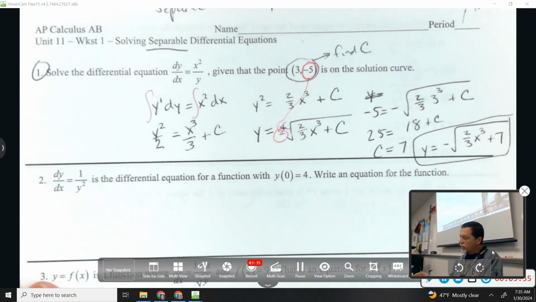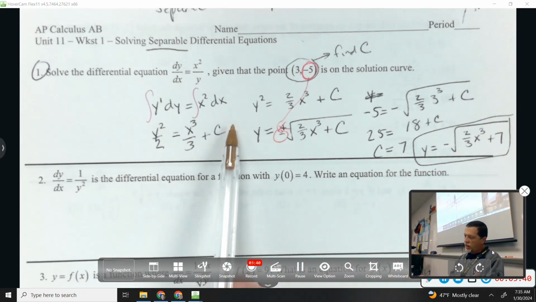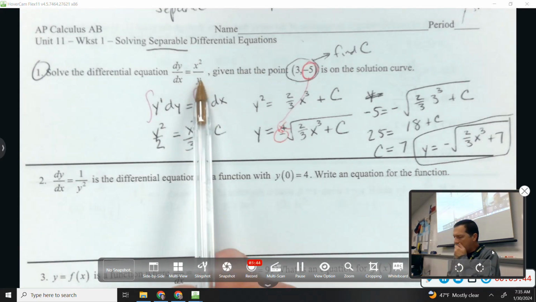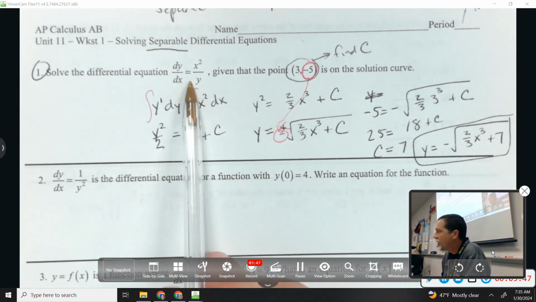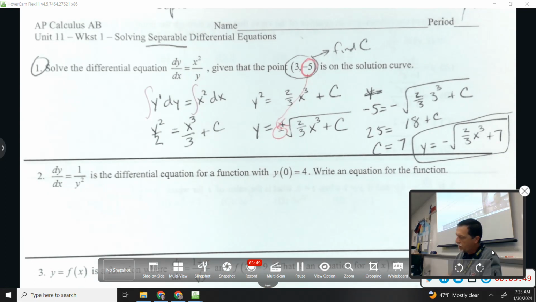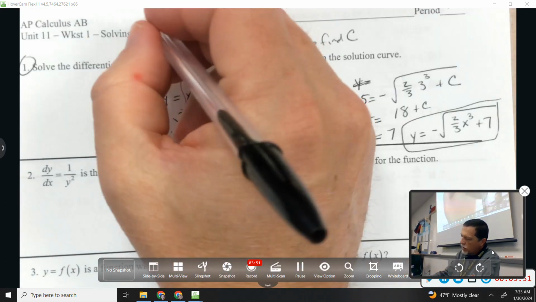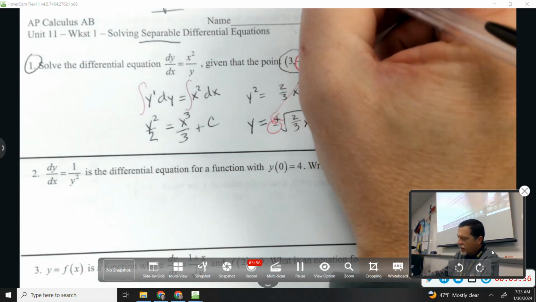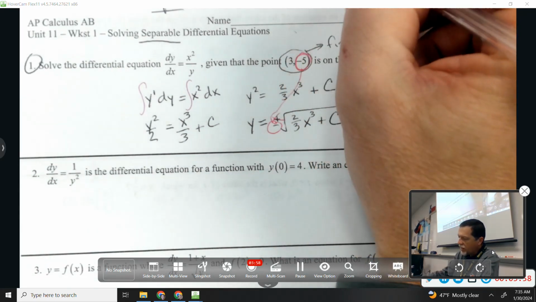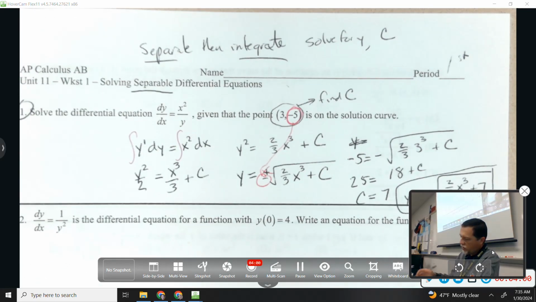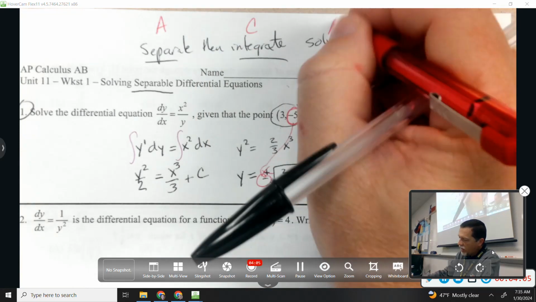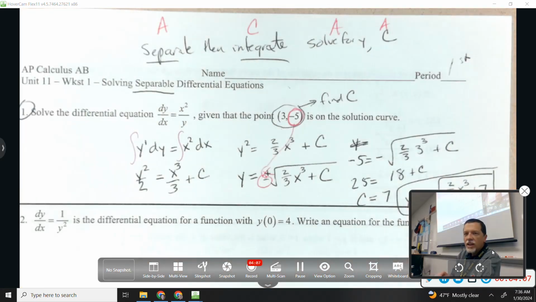And if you really wanted to check it, you could go back and plug in 3 and make sure you got -5. I guess if you really wanted to check it, you could take a derivative of that thing and see if it equaled x squared over y, but no one's going to do that. That would take forever. Separate, then integrate. Then solve for y. And then c. So it's like separate, that's algebra. Integrate's calculus. Solve for y, solve for c. Algebra.